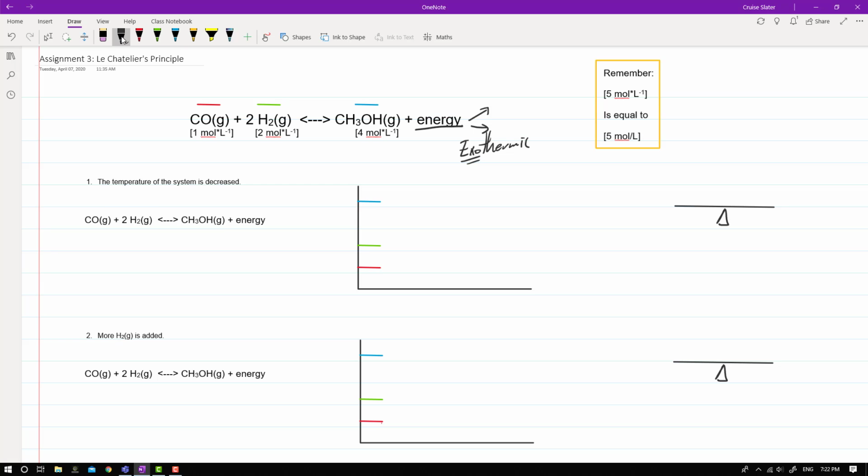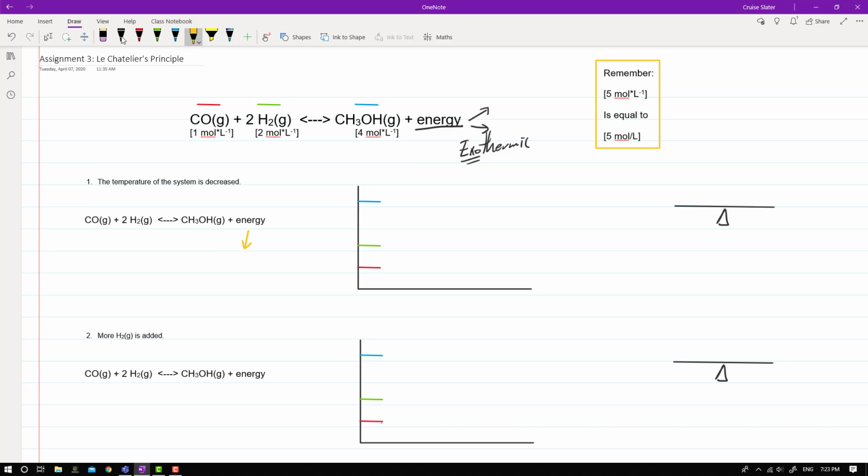So when we start looking at Le Chatelier's principle, we're going to look at how we stress a system that's at equilibrium, and then how the system reacts to our stress. And that's the important piece. So the first question says, what happens if the temperature of the system is decreased? Energy and heat are equivalent in these questions.